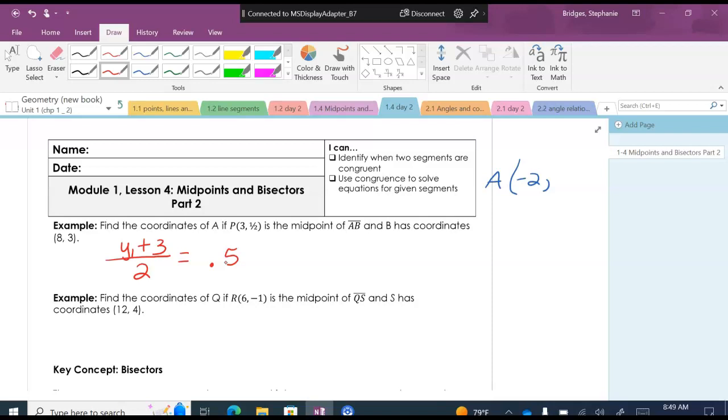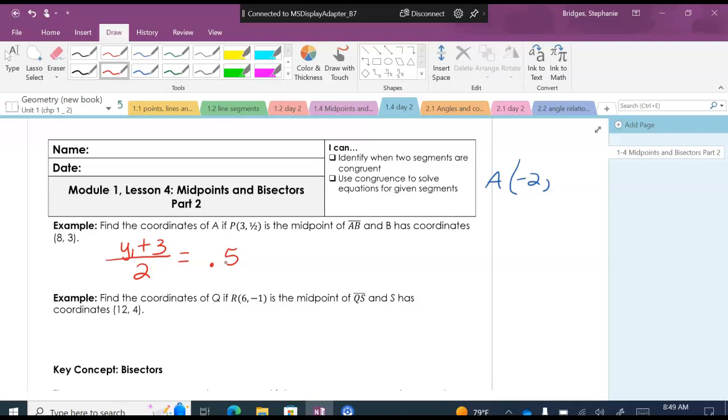What's 1/2 times 2? What's half of 2? 1. Okay. 0.5 times 2 is 1. 1/2 of 2 is 1. If you're not sure, we can use calculators. And then I need to continue to solve this for y sub 1, so I'm just going to subtract my 3 over. And I get another negative 2.